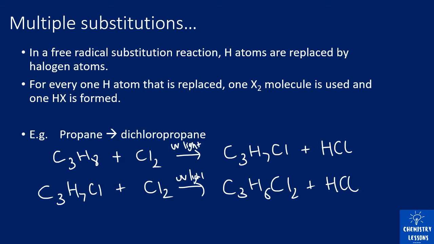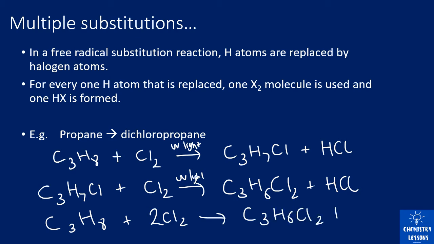We could show this in one step. So we could show it in one step by showing C3H8 plus 2Cl2 produces C3H6Cl2 plus 2HCl. So that's what the second bullet point is saying here. It's saying that for every substitution, if you undergo multiple substitution, and in reality you would end up with a mixture of products, but the exam question will be very specific in terms of what they're expecting you to produce. So here, if I was asked for an equation from propane to dichloropropane, I would require this second equation.